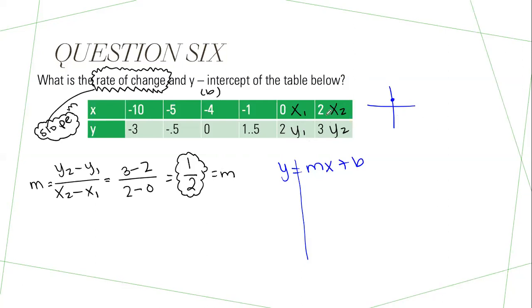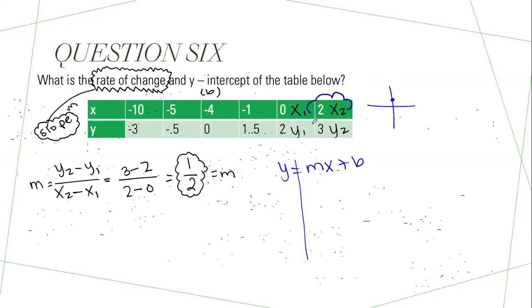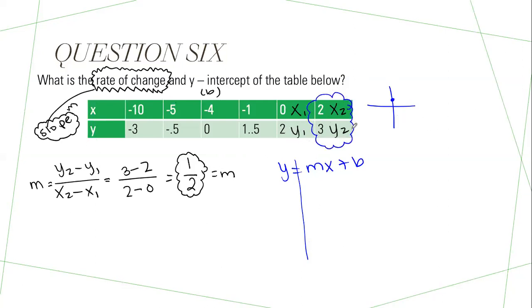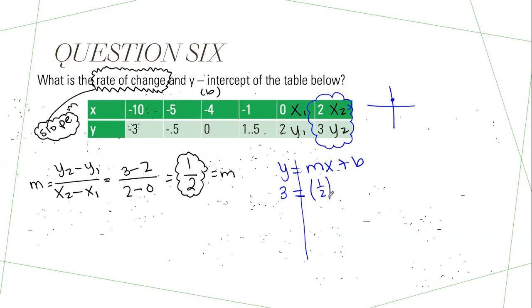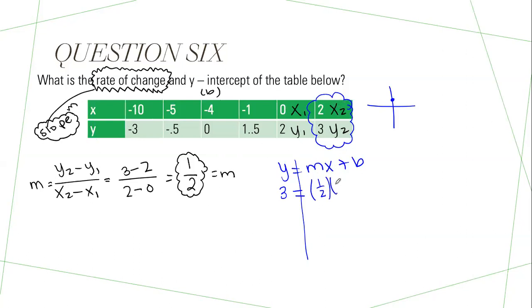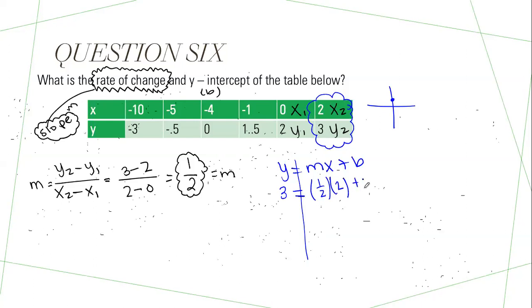So to solve for it, I need to choose a point. So I'm going to choose this point right here, 2, 3. And we're gonna plug this point into our equation, and we're gonna plug the slope into our equation. So the y value is 3. My m, my slope, my rate of change is 1/2. My x value is 2. And we're trying to solve for b, so plus b.